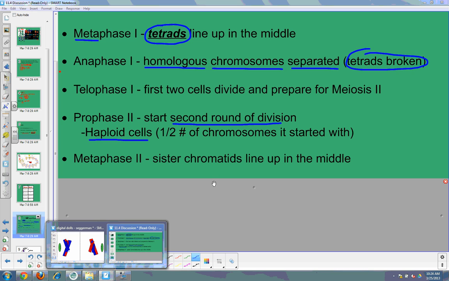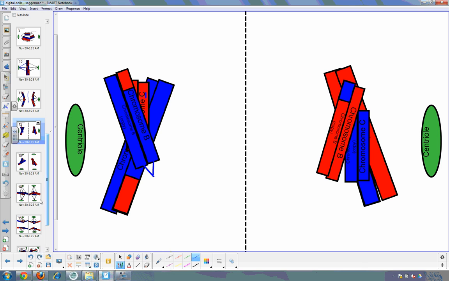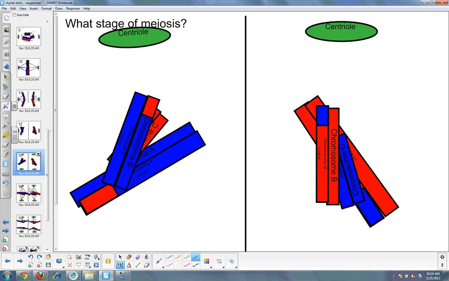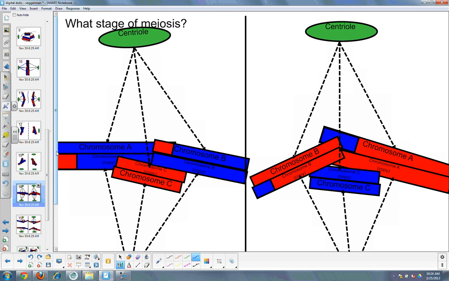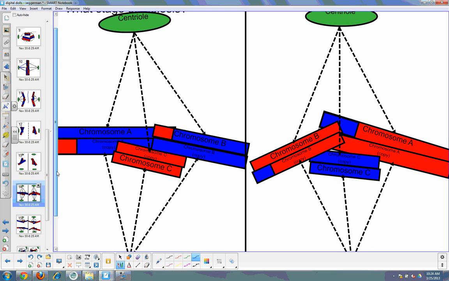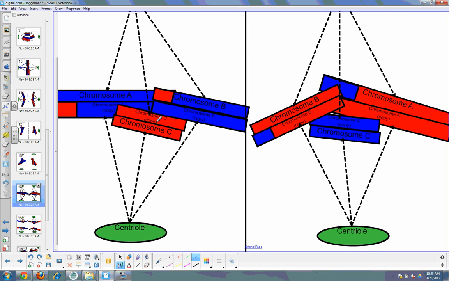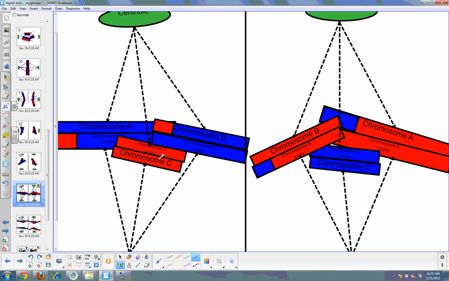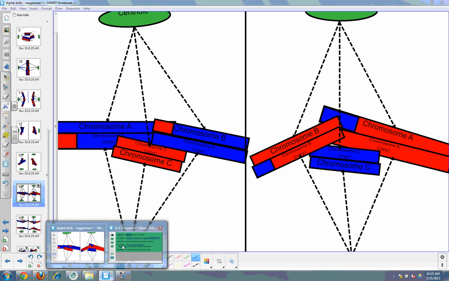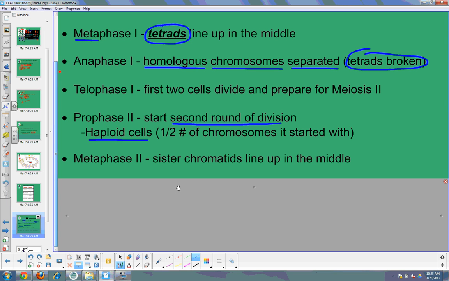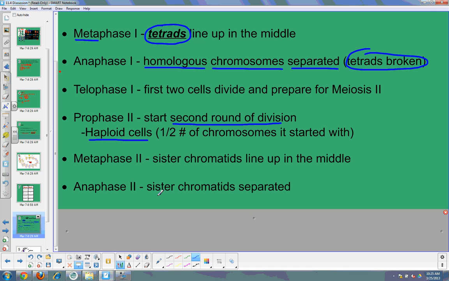So what do you think is going to happen to these sister chromatid pairs in the next phase? Think about that. And here's the answer. During anaphase 2, now we finally split the sister chromatids. Okay, we split the sister chromatids during anaphase of mitosis, but it's not until anaphase 2 of meiosis that the sister chromatids split. So here's anaphase 2. So now you can kind of start to see we're going to have 4 different cells that are being made at the end of meiosis.